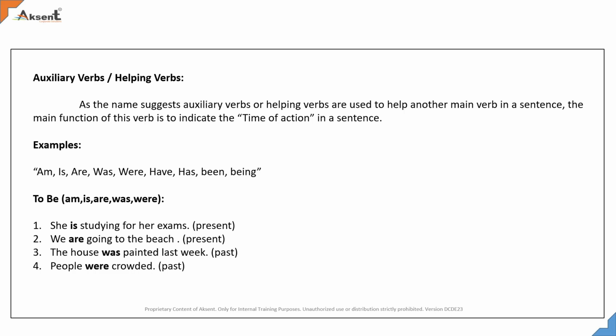ஒரு விஷயம் presentல நடக்குது அப்படின்னு யூஸ் பண்றதுக்கு நம்ம இந்த first three be verbs யூஸ் பண்ணலாம். pastல நடந்துச்சு அப்படின்னு சொல்றதுக்கு we use the next two be verbs, was and were.